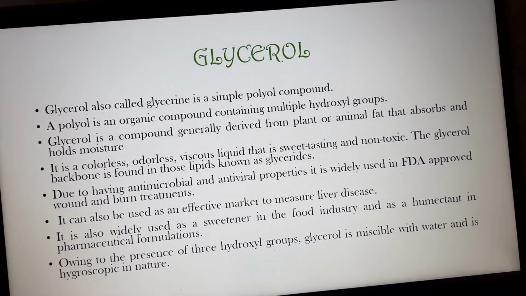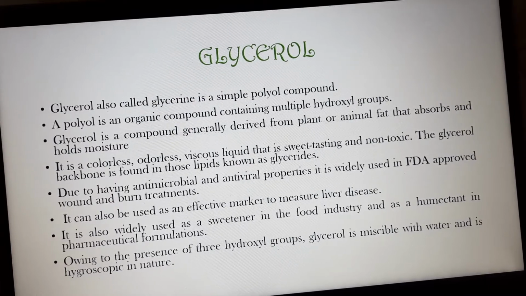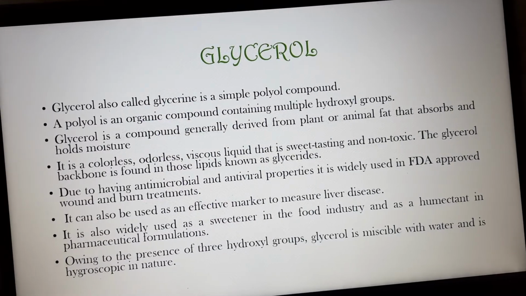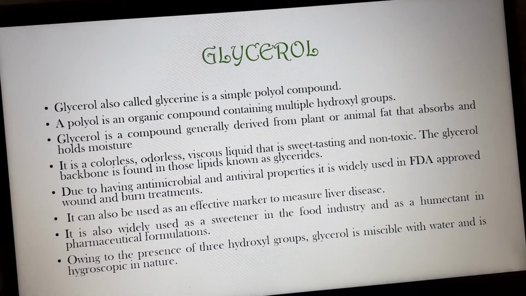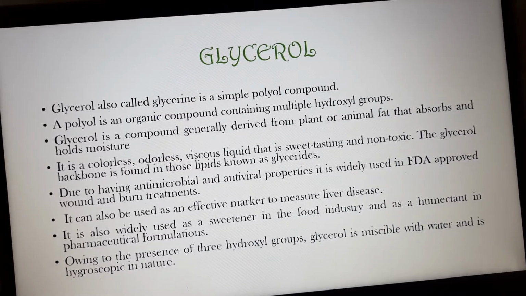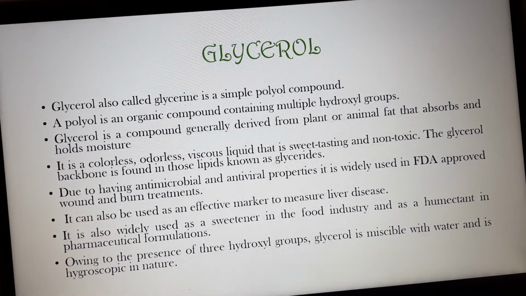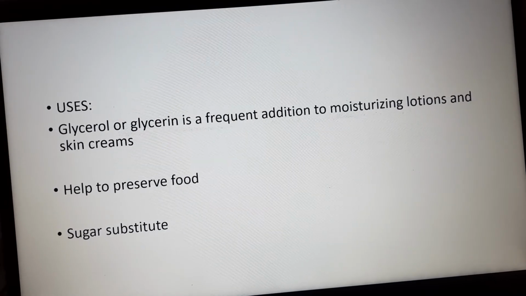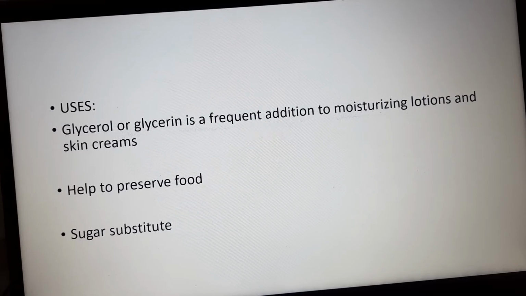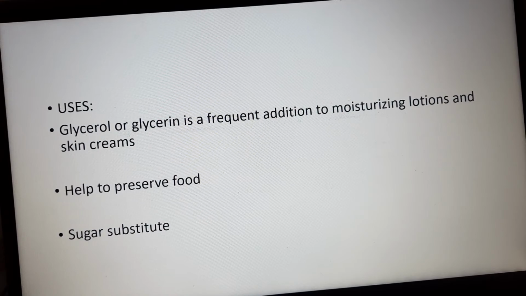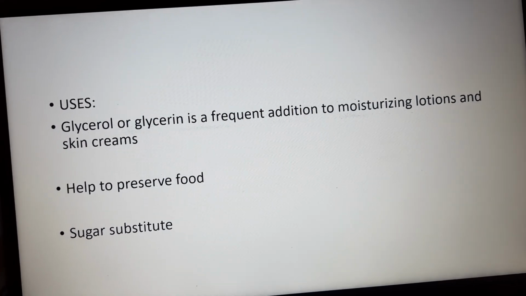It can also be used as an effective marker to measure liver diseases. It is also widely used as a sweetener in the food industry and as a humectant in pharmaceutical formulations. Owing to the presence of three hydroxyl groups, glycerol is miscible with water and is hygroscopic in nature. Coming to the uses, glycerol or glycerin is a frequent addition to moisturizing lotions and skin creams. It also helps to preserve food and acts as a sugar substitute in food items.